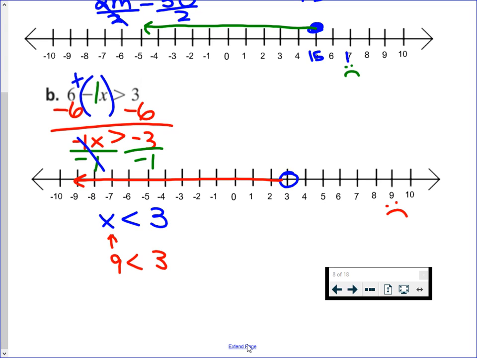So now those questions that I keep asking you out loud, like which direction, open or close, what do you do if it's a negative? Those are all things you have to ask yourself when you're solving the problem. Questions?